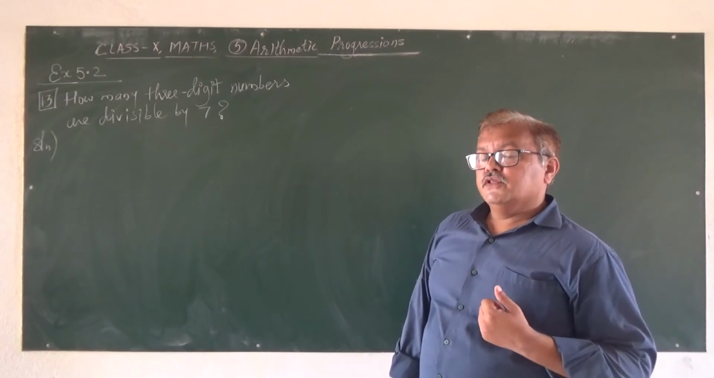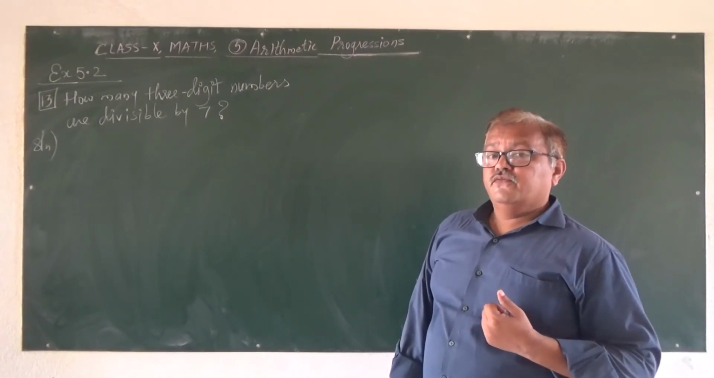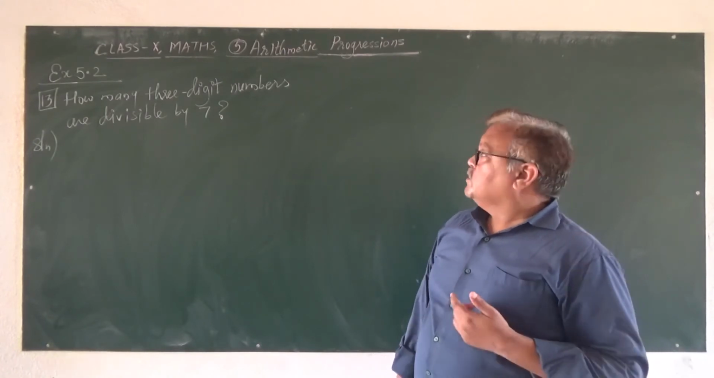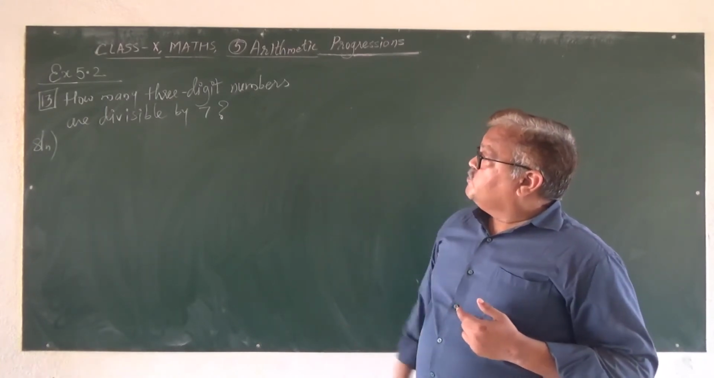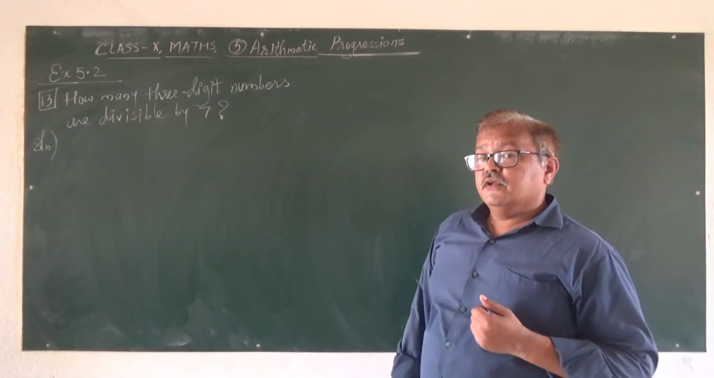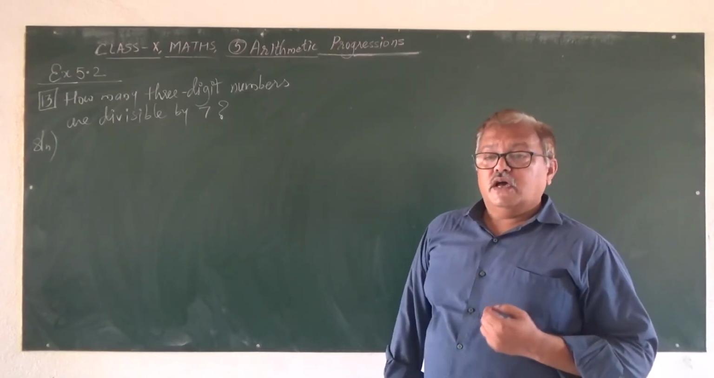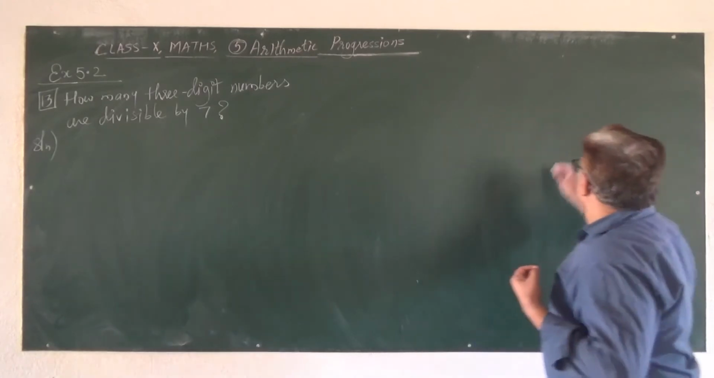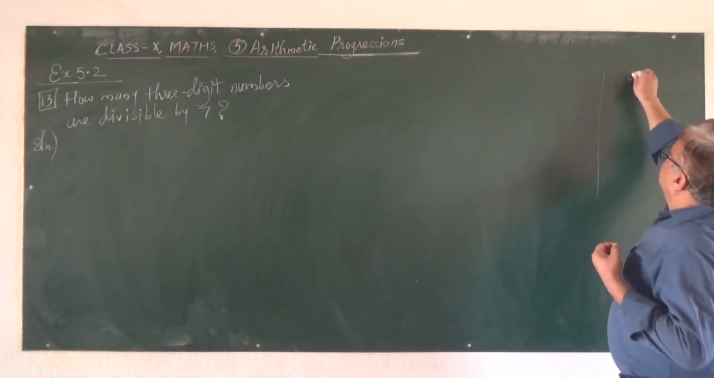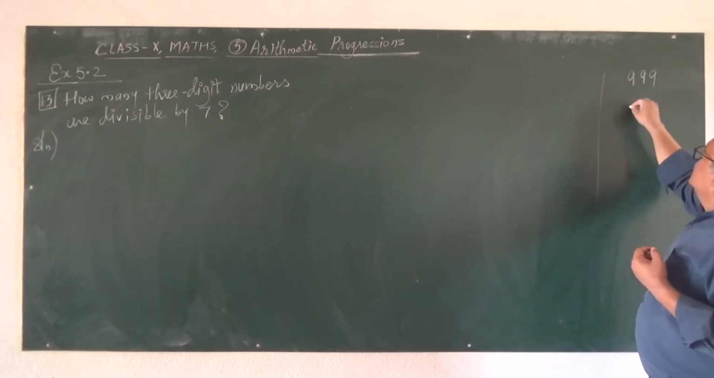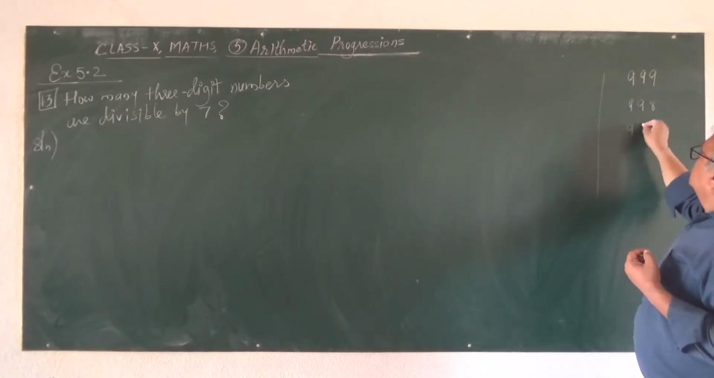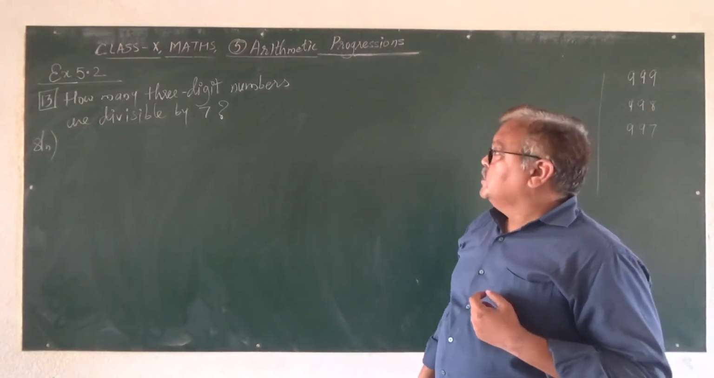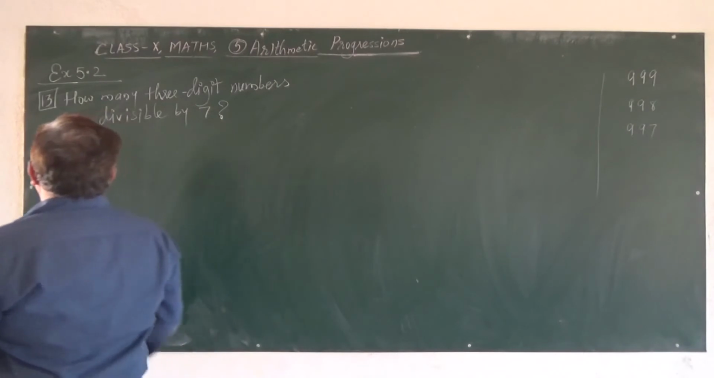Definitely 105. 15 sevens are 105. Okay, so it is divisible by 7. And which will be the last 3-digit number? So for that purpose you have to do the trial and error method. You have to try for 999. Okay, so try whether 999 is divisible or not, 998 and so on. Okay, by trial and error method you can find out.